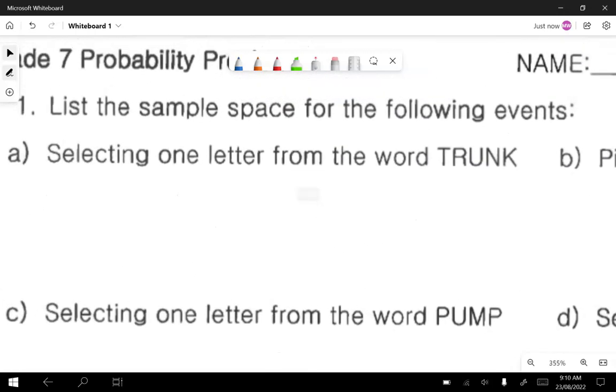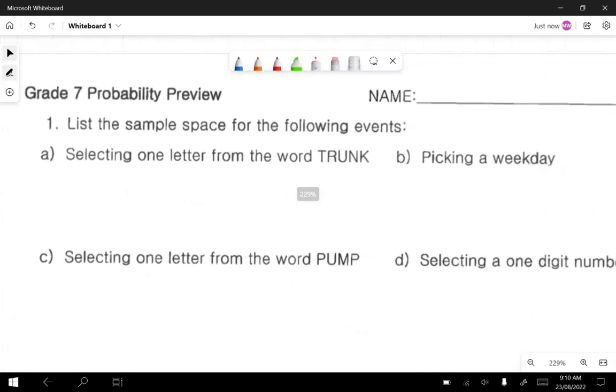We'll start with question 1, and we are trying to list sample spaces. This is a bit of an odd question, but if you're listing the sample space that you might choose one letter from the word trunk, then literally you might choose the letter T, R, U, N, or K.